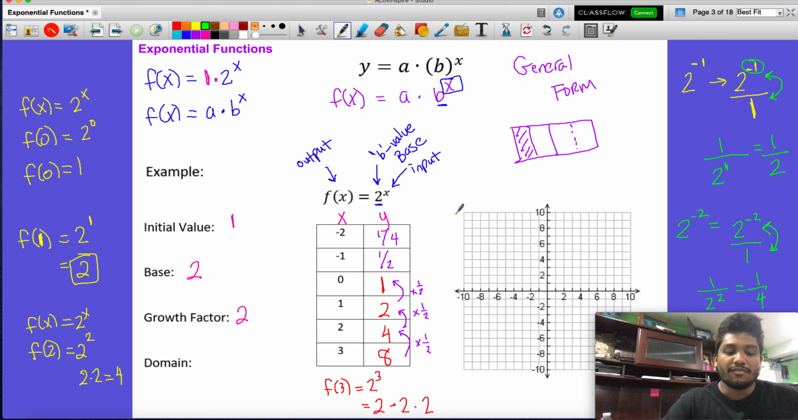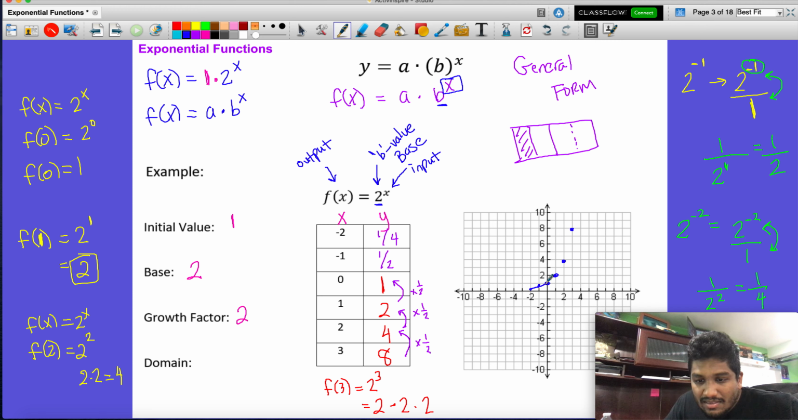Now, if we were to graph this, how would that look? It's a little bit more tricky to graph this. Let's start with 0, comma 1. We always want to start at 0, comma the y value, then 1, comma 2, then 2, comma 4, 3, comma 8, and let's go back and see if we can fit this in. So negative 1, a half, negative 2, a quarter.